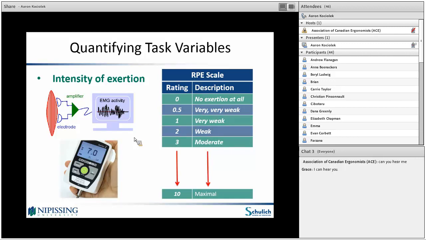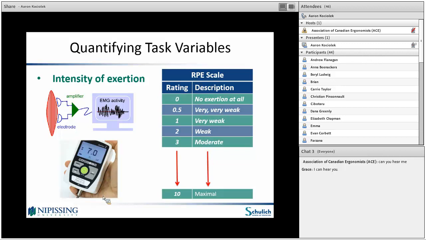Another approach could be to use a Mark 10 force gauge to actually measure what the force of that exertion was. So for example, if it's a finger pull, you could measure what the force of that finger pull was. And then you could actually sort of compare it to strength data, such as Dr. Potvin's hand pack, to get an idea as a percentage of how difficult that task was. So you can get an idea of the intensity of the exertion in that way.